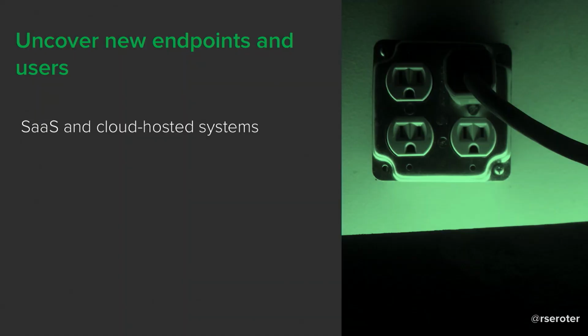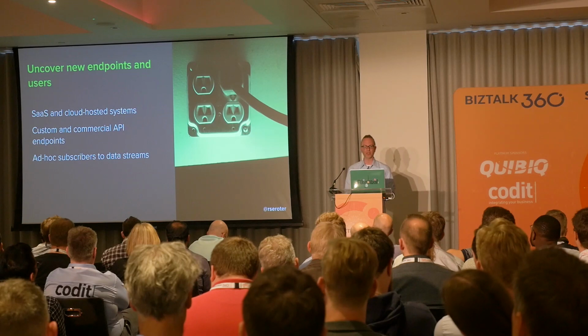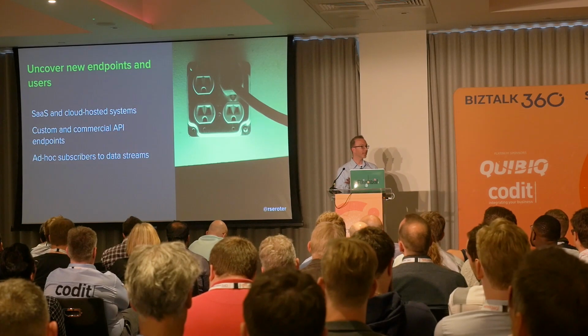New endpoints and users. Another consideration when I'm modernizing integration. I have to think about all the SaaS systems, any sort of commercial API endpoints on the products I'm buying, maybe some custom APIs. New things I'm going to be connecting to. What are those things? What do they look like? Who are all those ad hoc subscribers?